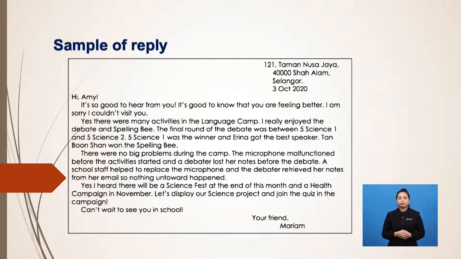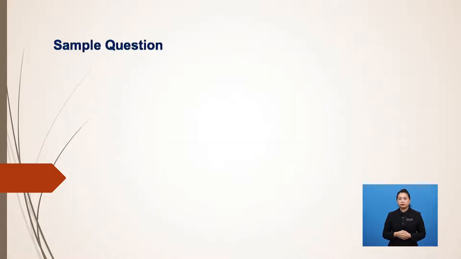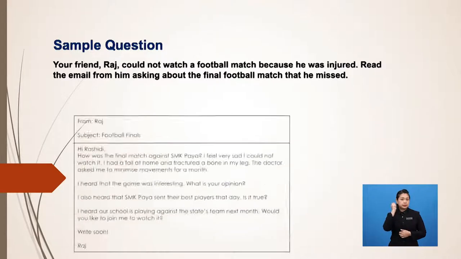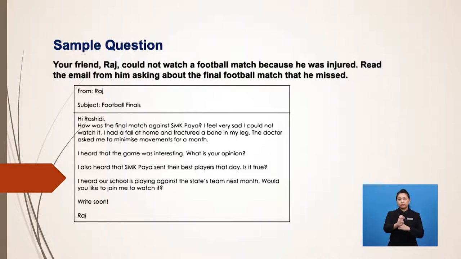Now, let's look at the next sample question. Unlike the first sample question just now, this one uses an email. Thus, your response has to be written as an email too. Remember to fill up the header of your reply carefully. Make sure the column for from and to are filled correctly. Yes, the column for subject can be the same as the email in the stimulus. Always be careful of these when responding to an email. The sender, the receiver, the subject of the email, the language used, whether it's formal or informal.